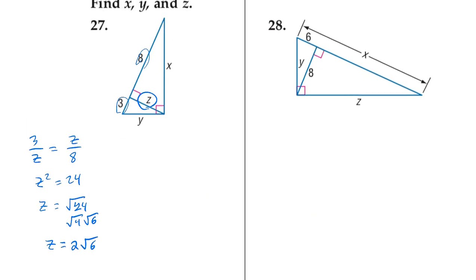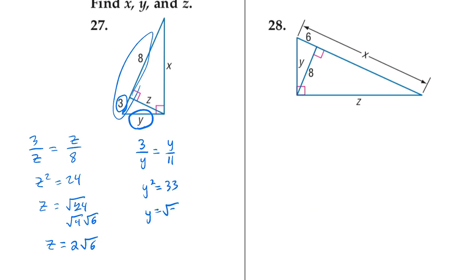Okay, now the theorem that is much less commonly used, right, is this leg is the geometric average of piece to whole. So that means y is the geometric average of 3 and 11. So we go 3 is to y as y is to 11. So y squared equals 3 times 11, 33. So y equals root 33.